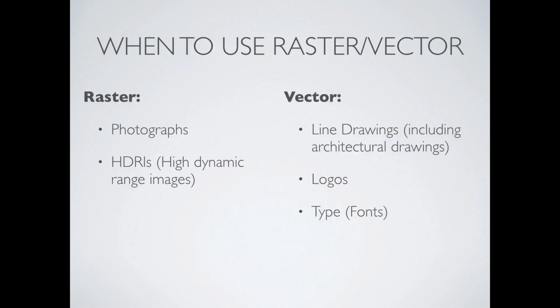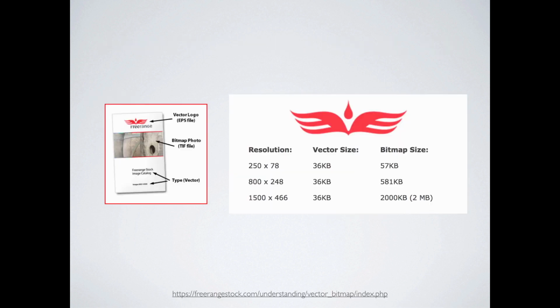So when do we use raster versus vector? Raster images: photographs, high dynamic range images, HDRI background images for rendering, those are all in the raster category. Vector is line drawings, which would include architectural drawings, product design drawings, those kinds of things, logos, fonts. Obviously, with a font you want to be able to scale it up as big as you want. You want to be able to change that, so that would fall into that category. So those are all vectors. Rasters are photographs.